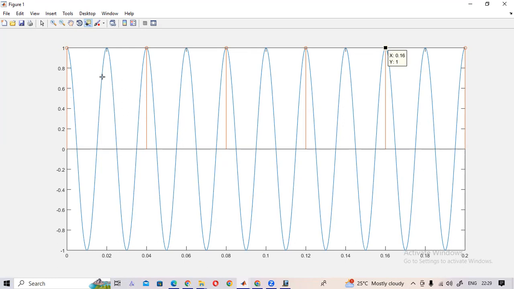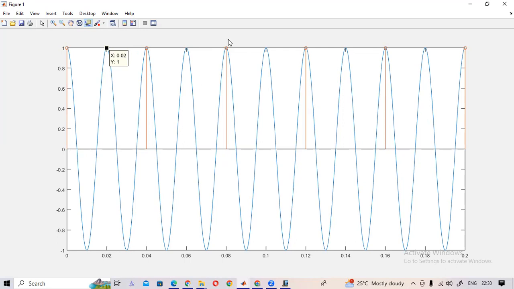The period of the continuous time signal is 0.02. That is the time from 0 to here. So 0.02 is the period for the continuous time signal. Now tell me, what is the period of the discrete time signal?